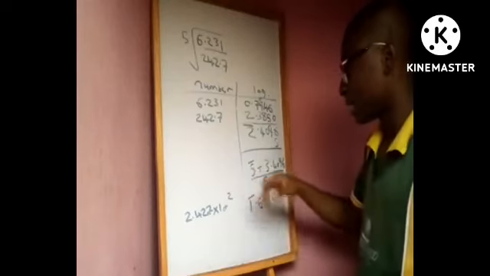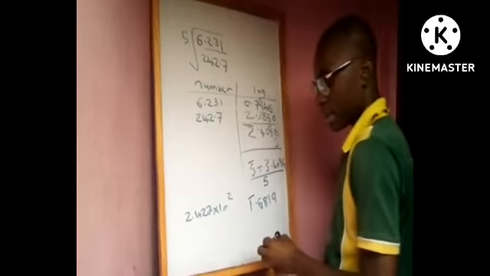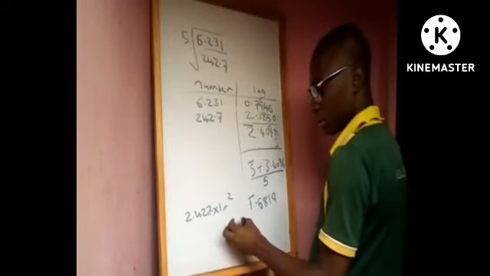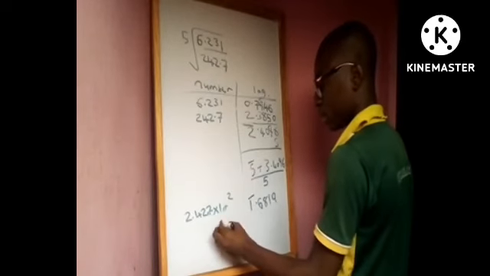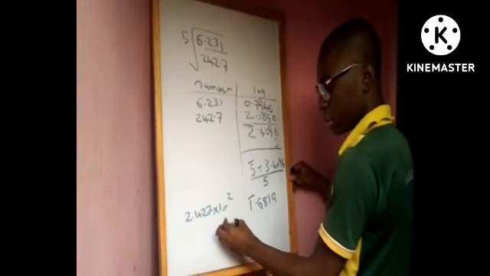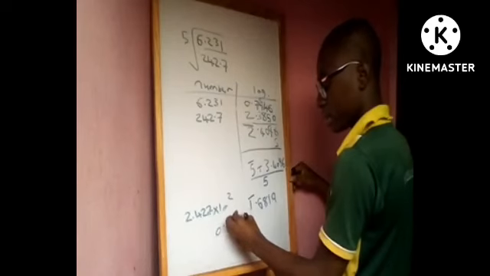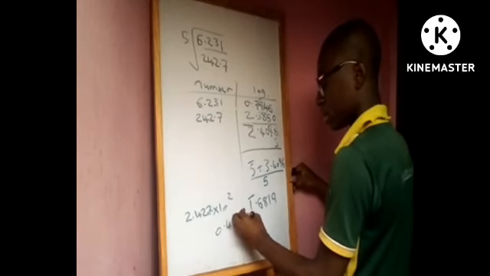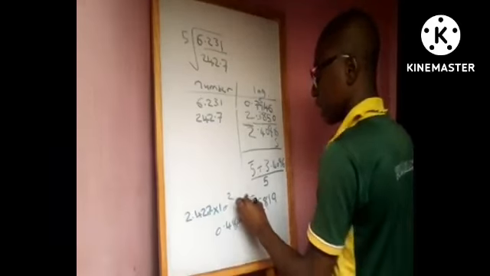Now when we look for the antilog of this one, we will get our answer as 0.4807. That will be the answer to this question.